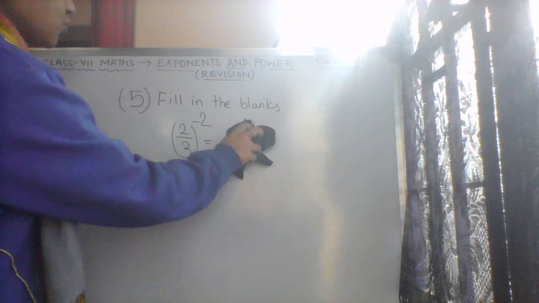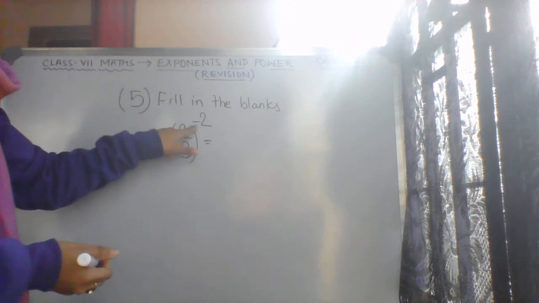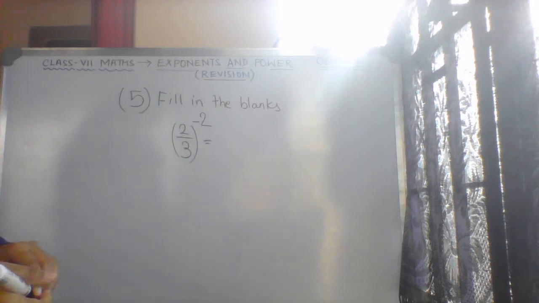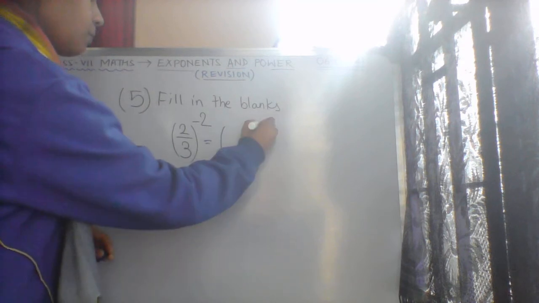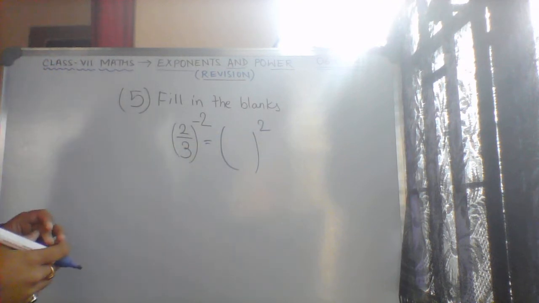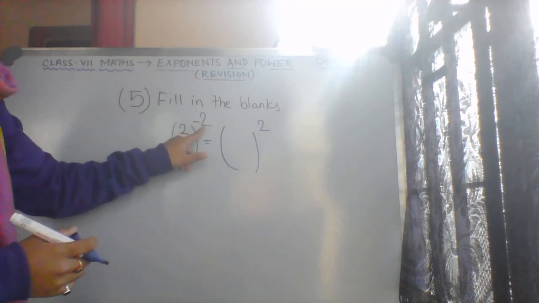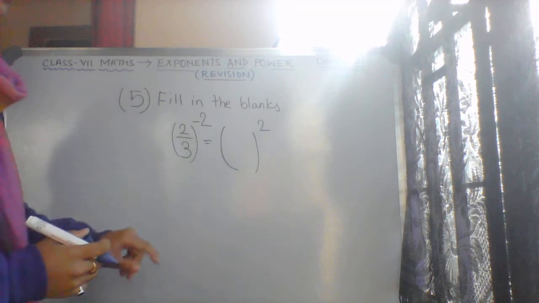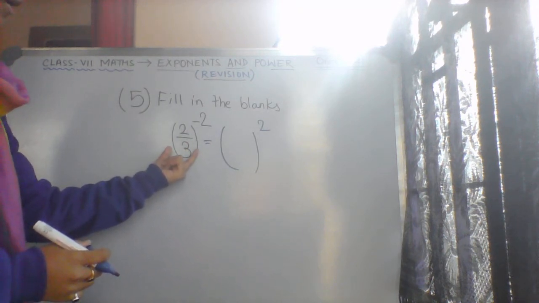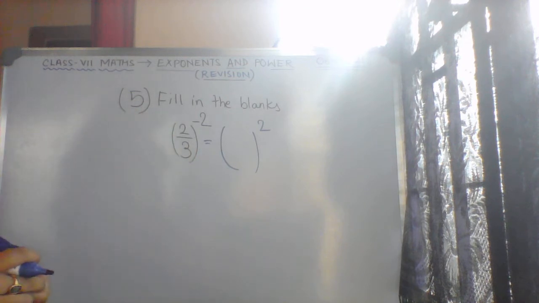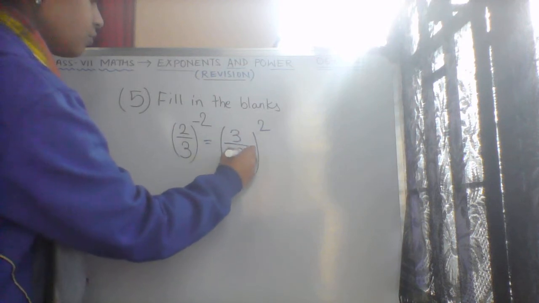Now if you want to change the power into positive, you want to change minus 2 into plus 2. When the power changes from minus 2 to plus 2, you are changing a negative exponent into positive. So the base, whatever we have over here, gets reciprocal. Here we have 2 by 3, so inside it will become 3 by 2.